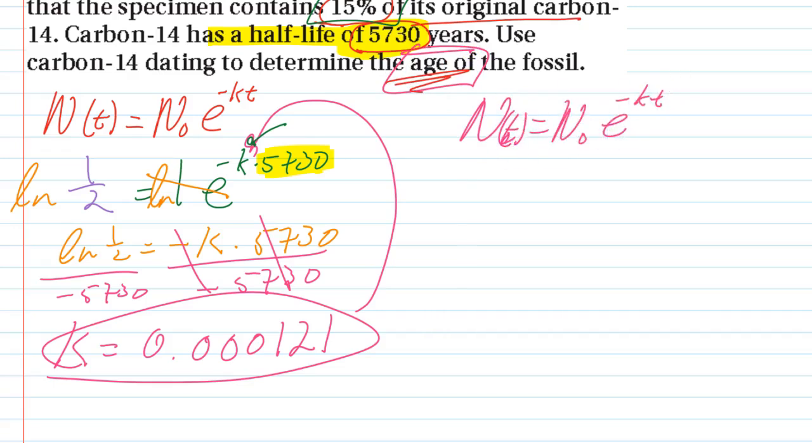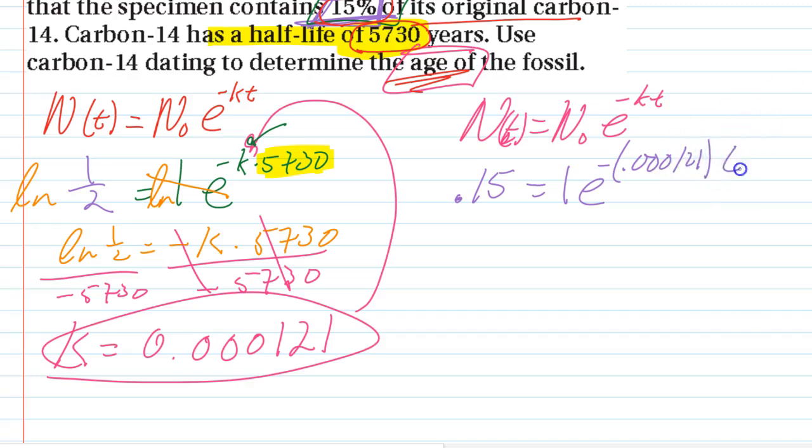For the fossil that I'm using, I'm going to do the same thing with the initial amount. I'm going to use 1. They said that 15% is left when we found the tiger. So the final amount is going to be 0.15. E to the negative, the k value we just figured out. That's 0.000121. And then time is what we're solving for. So you do all the same steps again. This time we're solving for time.